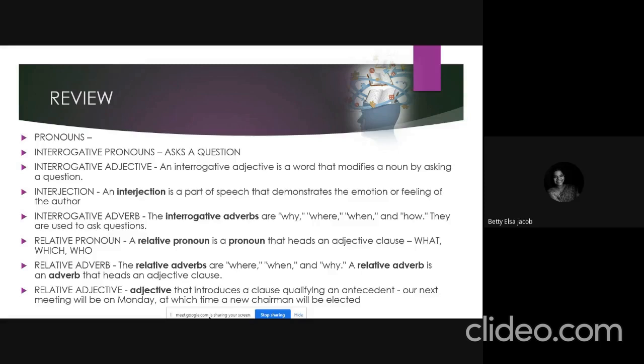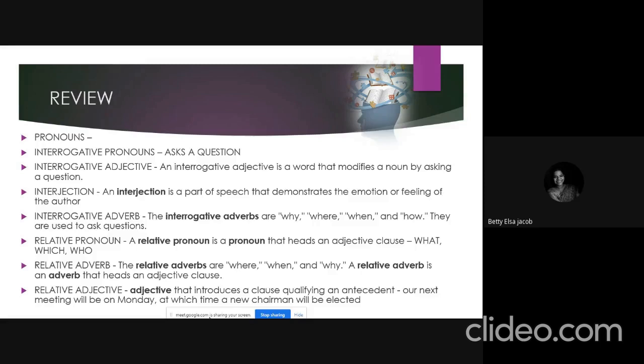Now in this, when you look at which comes just before the noun time, at which time. So which is an adjective, it's a relative adjective. So these are the terms which we have dealt with when we did our classes in the previous days of the semester. Now moving into what this lesson is all about.